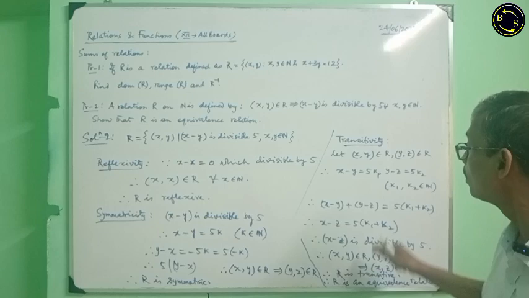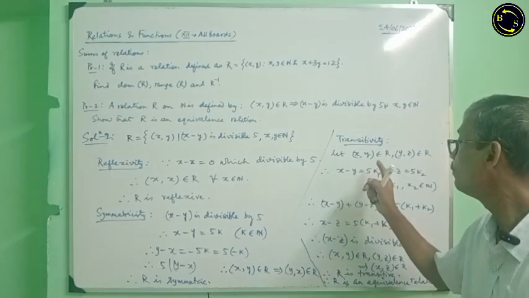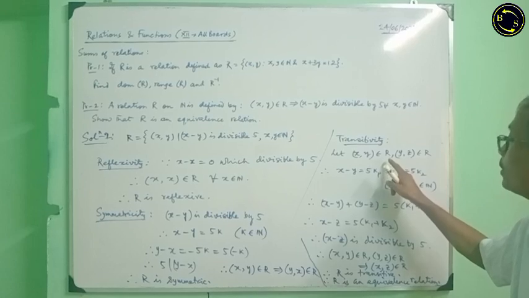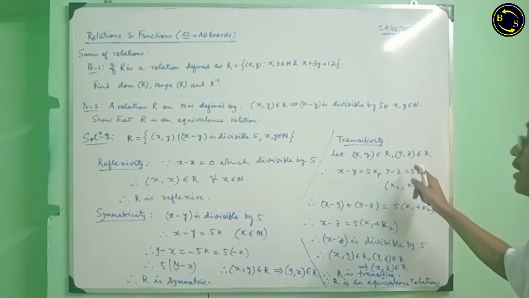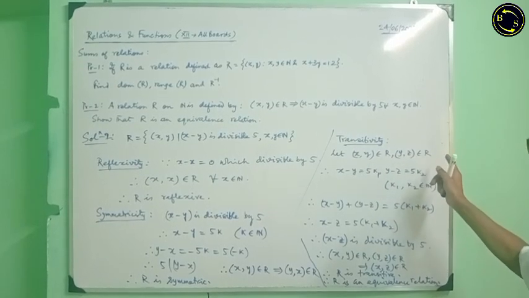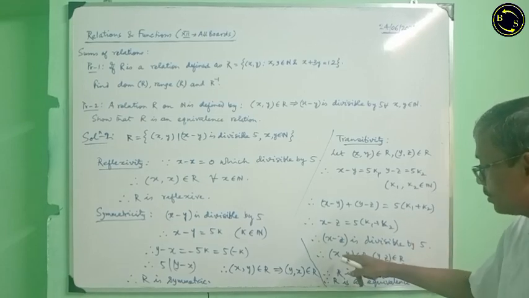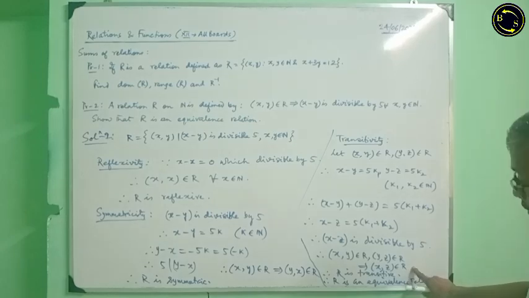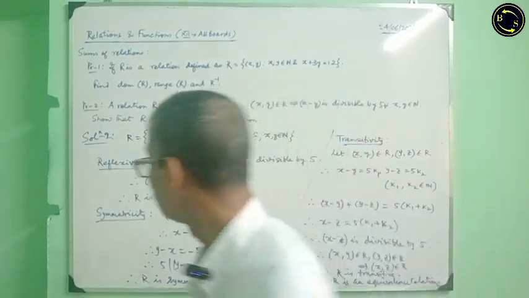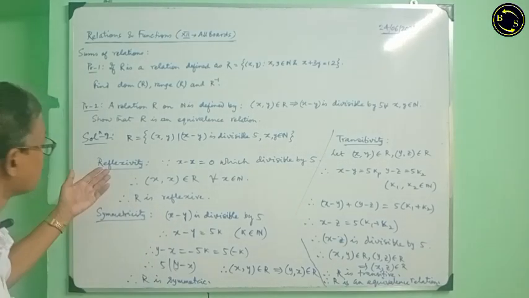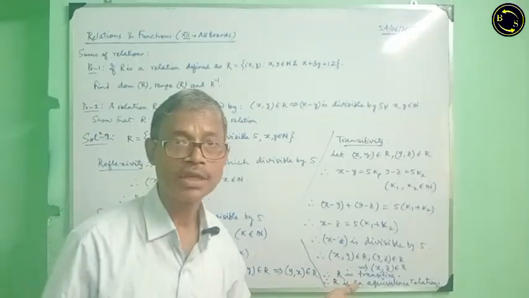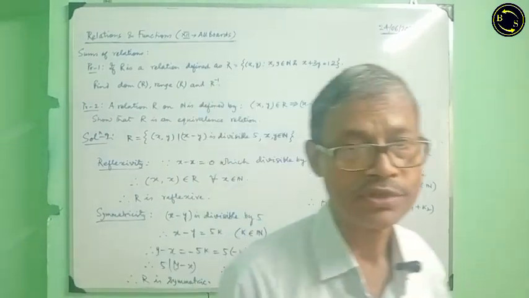And in the last step we have shown if (x, y) is an ordered pair or member of R, (y, z) is another ordered pair of R, then (x, z) is also a member of R. That means R is transitive. Therefore, the relation R satisfies all these three: reflexivity, symmetricity, and transitivity. Therefore, R is an equivalence relation as per definition.